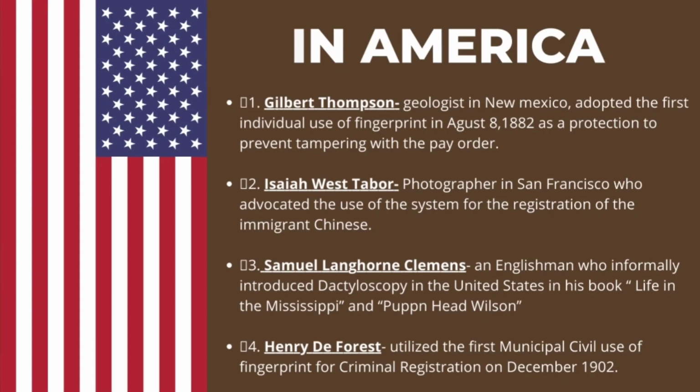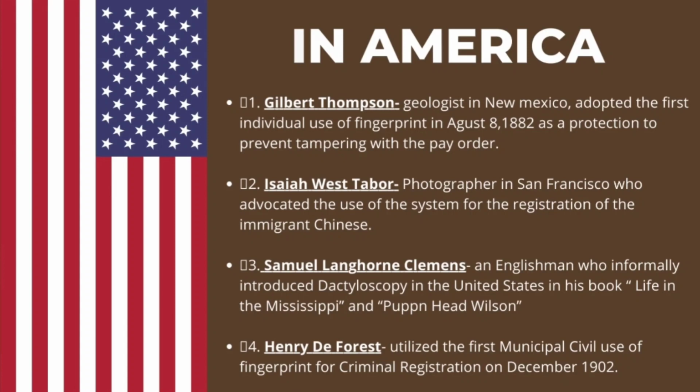Another is Isaiah West Taber, a photographer in San Francisco who advocated the use of the system for the registration of Chinese immigrants. We have Samuel Clemens, who formally introduced dactyloscopy in the United States in his book Life on the Mississippi and Pudd'nhead Wilson.